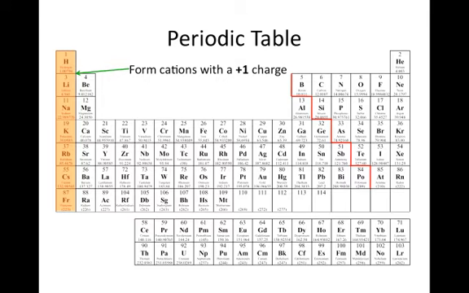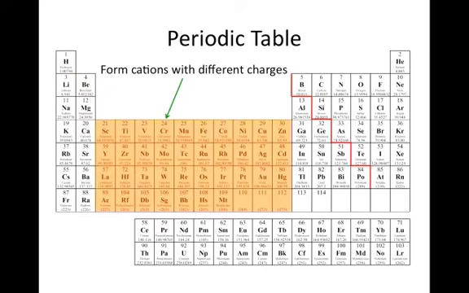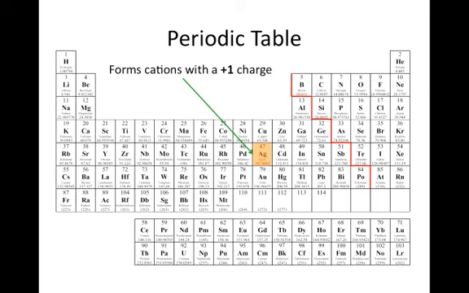The elements in Group 1 form cations with a +1 charge. Keep in mind that a cation is an ion with a positive charge versus an anion, which is an ion with a negative charge. Elements in Group 2 form cations with a +2 charge. Elements in Group 3 through 12 form cations with different charges depending on the anions with which they are combined. However, silver always forms a cation with a +1 charge, and zinc always forms a cation with a +2 charge.